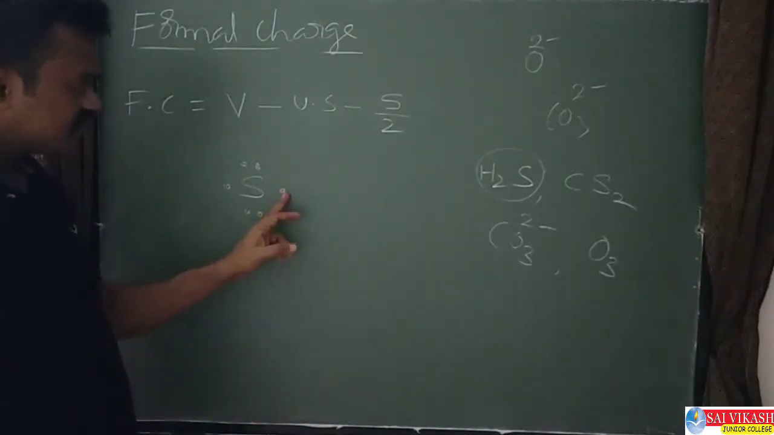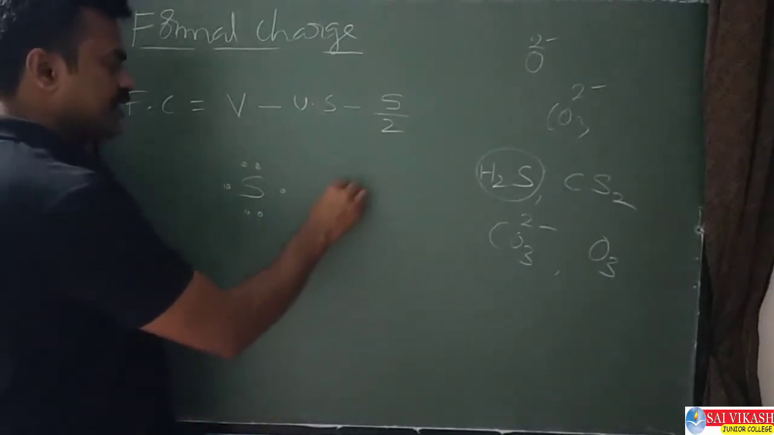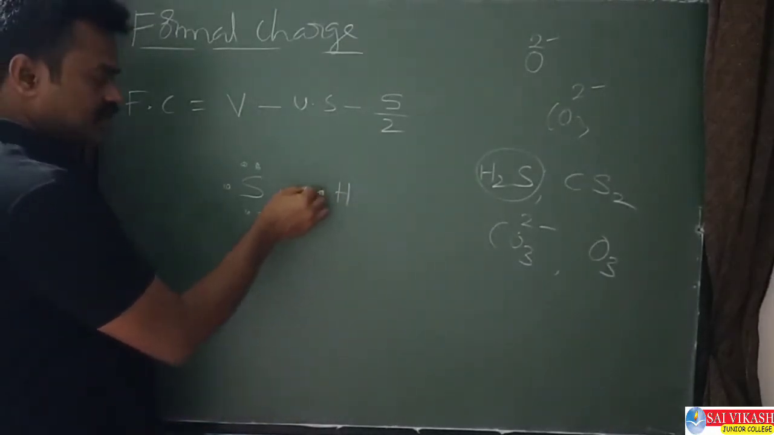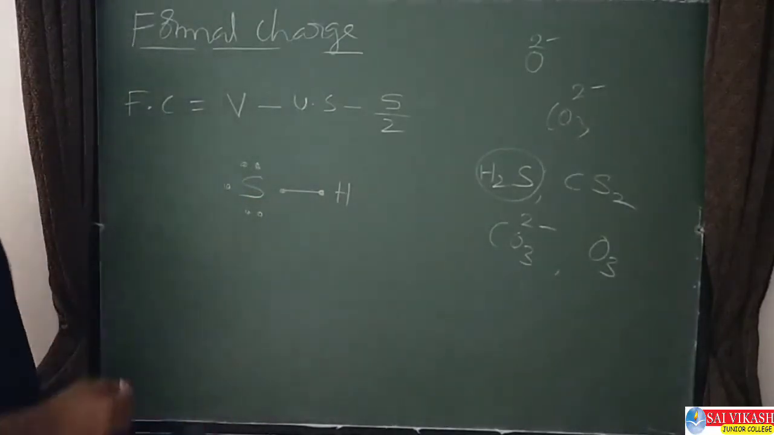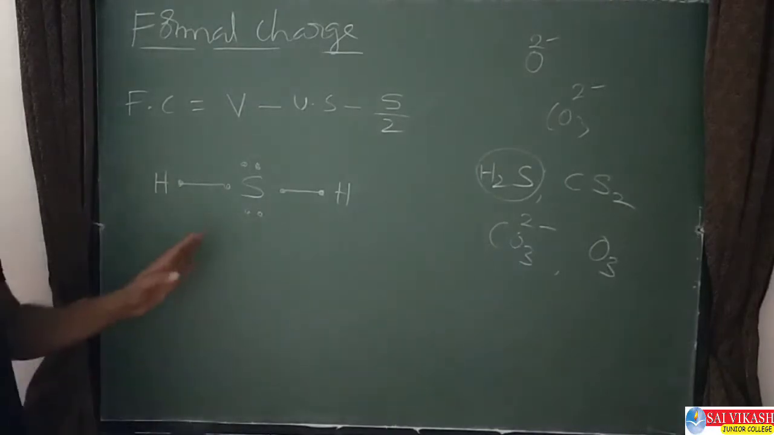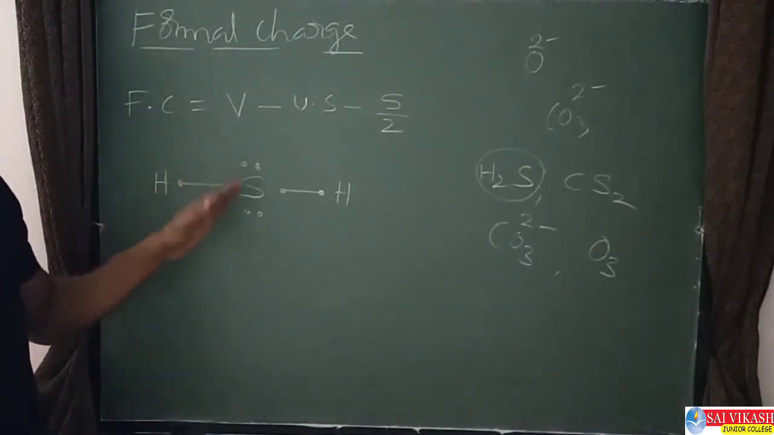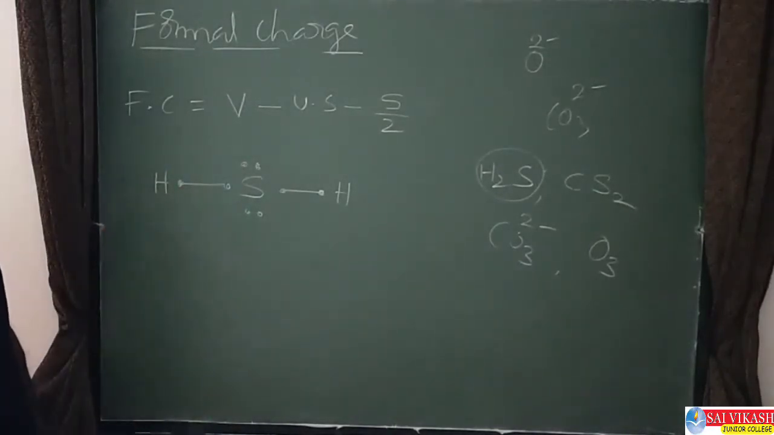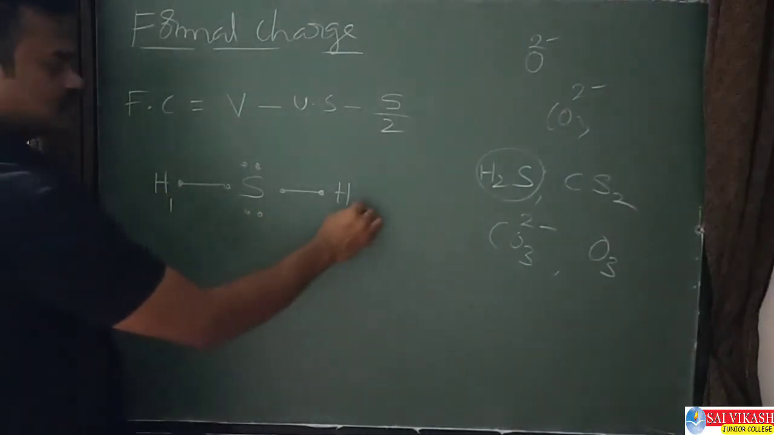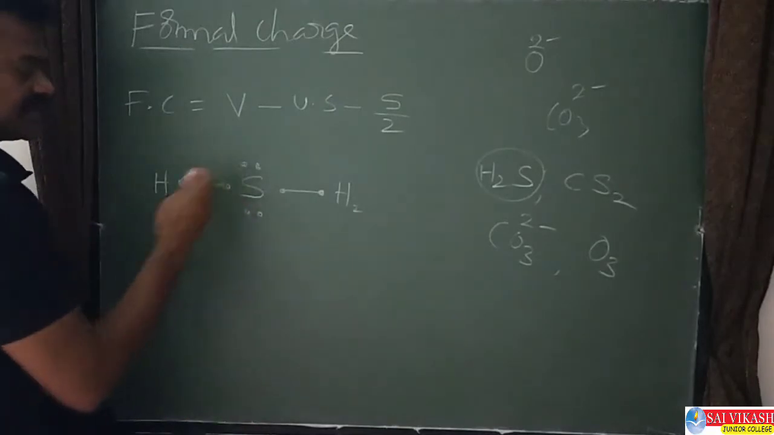Now it is attaching with 2 hydrogens. See, 1 hydrogen, 1 bond pair. These two are sharing, forming a bond. Another hydrogen is also the same. These two are sharing. So this is the Lewis dot structure of H2S. This is hydrogen 1, this is hydrogen 2. I am giving numbers. This is sulfur.